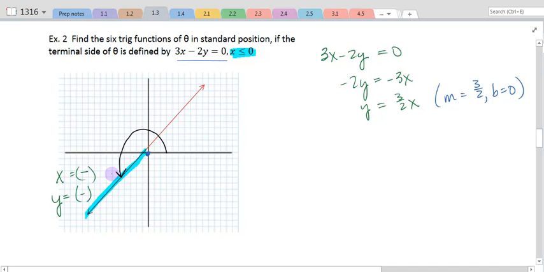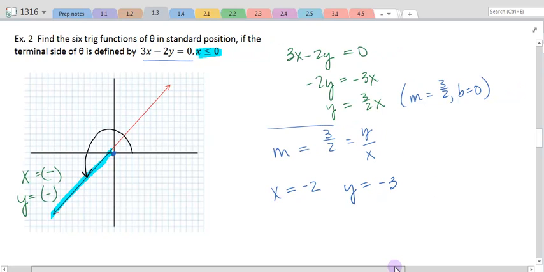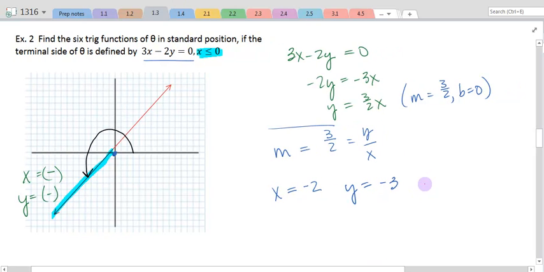If I know that the slope of my line is 3/2, think back: how do we know what slope is? Slope would be the y's over the x's. If that's the case, then it just defined for me what my y value and my x value are. So x would be equal to 2, but it's negative, so it's -2. Y would be equal to -3.